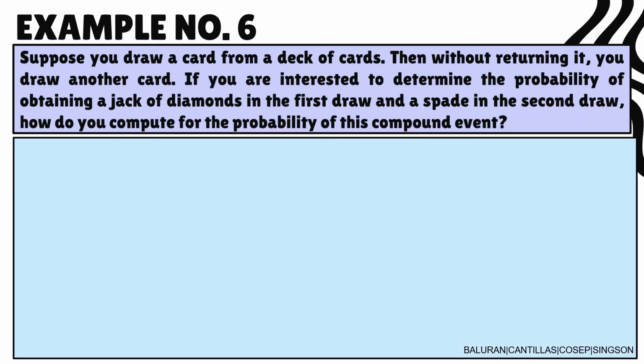Another example would be, suppose you draw a card from a deck of cards, then without returning it, you draw another card. If you are interested to determine the probability of obtaining a jack of diamonds in the first draw and a spade in the second draw, how do you compute the probability of this compound event? So we will denote the following. Let A be the jack of diamonds, B a spade.